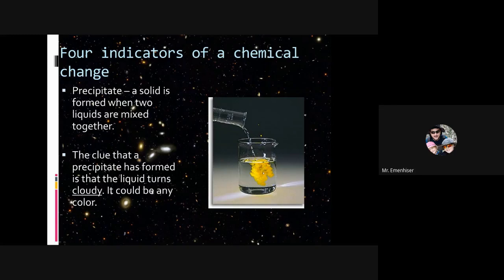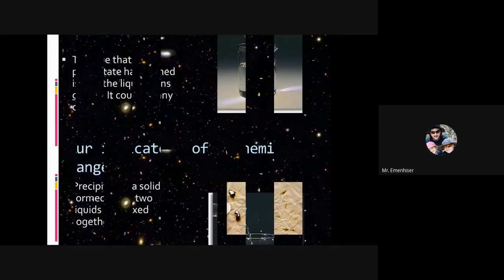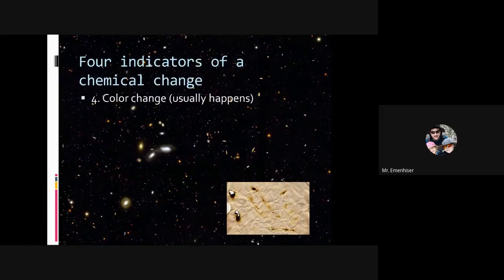And also the color change. If you see a color change, that means a chemical reaction is occurring. Think about when you burn paper. Isn't the burnt paper black and charred and looks different than what it was? That's a chemical change. All right, color change usually happens during burning. That's a chemical change because the color's changing. Burning paper, it goes from white to black.